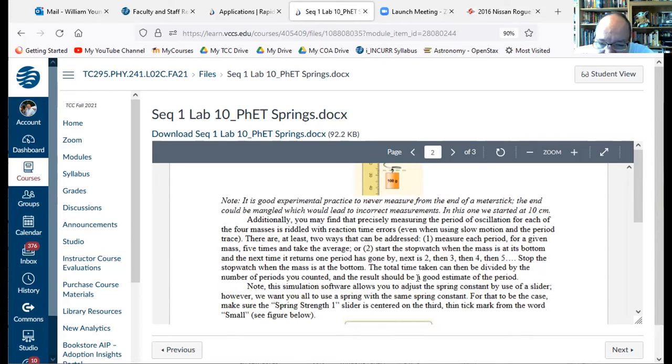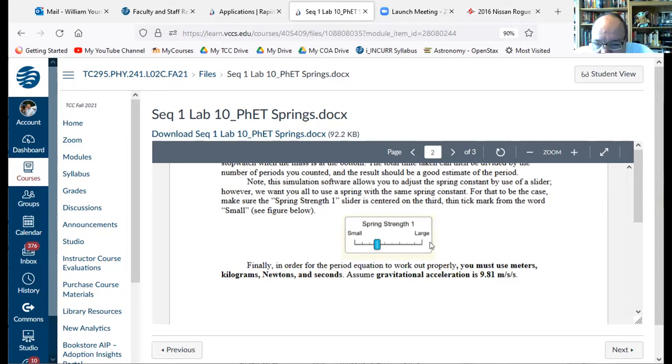Note, the simulation software allows you to adjust the spring constant by use of a slider. However, we want you all to use a spring with the same spring constant. For that to be the case, make sure the spring strength 1 slider is centered on the 3rd thin tick mark from the word small. So you'll see there's a word small, there's a word large. It says spring strength 1. And this is the little slider. That would be the first tick mark, second tick mark. It's on the 3rd tick mark. That's an absolute necessity. You all got to have the same spring constant. So if y'all don't all put your spring slider on that spot, you're going to have problems.